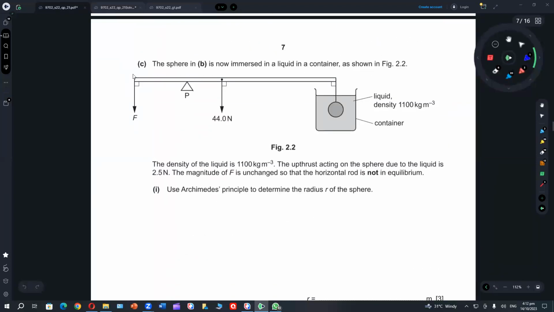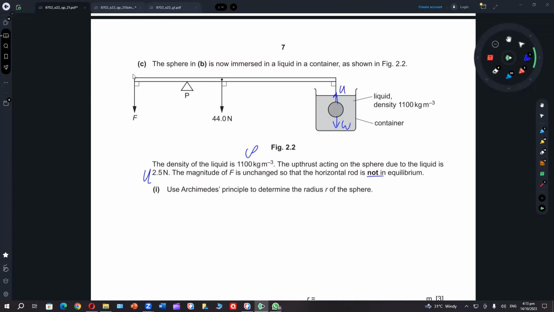The sphere in B is now immersed in a liquid in a container as shown. When they immerse it in a liquid, the object will experience an upthrust like this. Its weight will still be downward, but now it will experience an upthrust. The density of the liquid is 1100. The upthrust acting on the sphere due to the liquid is 2.5. The magnitude of F is unchanged so that the horizontal rod is not in equilibrium.